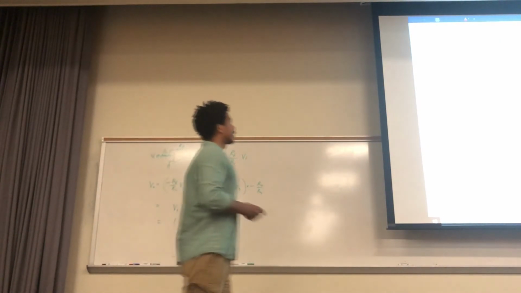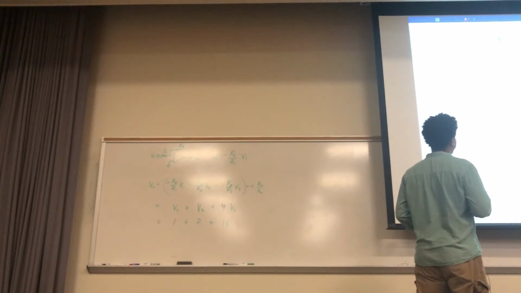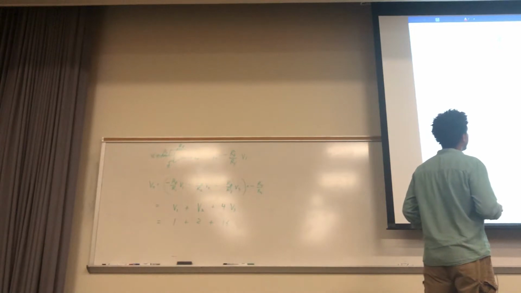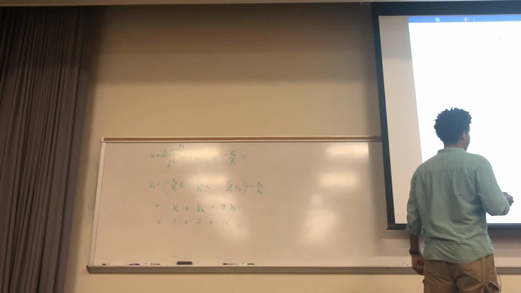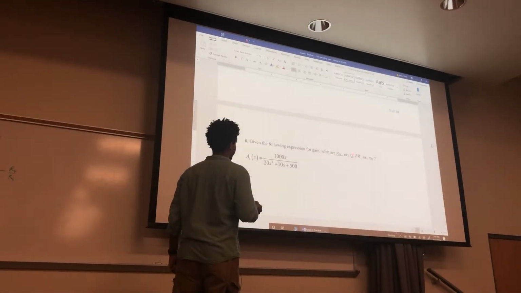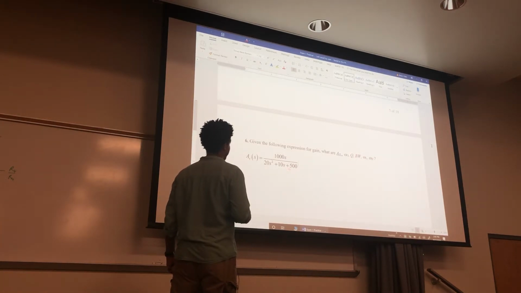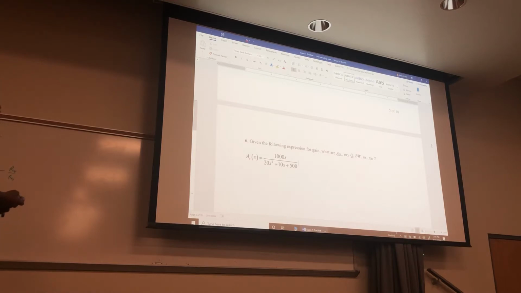Number 6. Given the following expression for gain, must be this right here, what are the maximum amplitude, the frequency, the quality factor, the bandwidth, the low frequency, and the high frequency? So we already know this is like a bandpass filter, right?